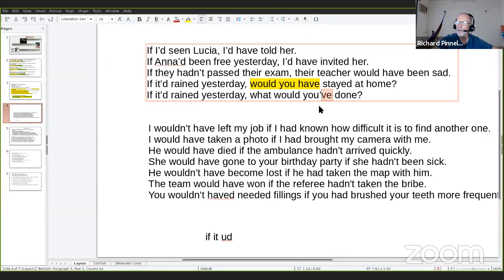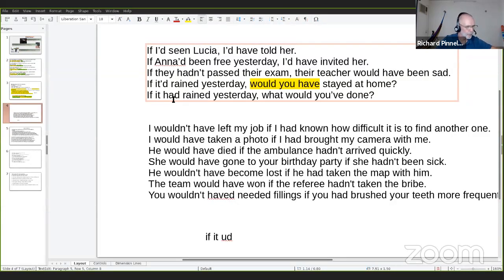Repeat. If it had rained yesterday, what would you have done? Yeah, I didn't actually hear the have. I mean, if it's really difficult for people to say this, okay, just say had, yeah, because it's quite difficult to pronounce that. It's okay. If it had rained yesterday, what would you have done?